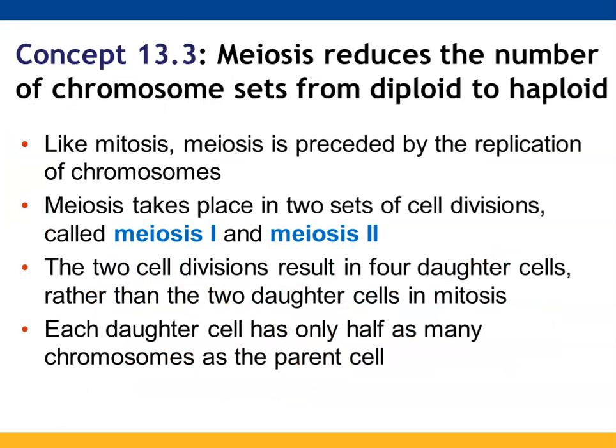So focusing on meiosis, this is known as reductional division because you're going to reduce your chromosomes from diploid to haploid. And so it takes place via two sets of cell divisions. You do have to have your chromosomes copied before you can go into meiosis. The two cell divisions will result in four daughter cells being produced, with each daughter cell having half of the chromosomes of its parent.